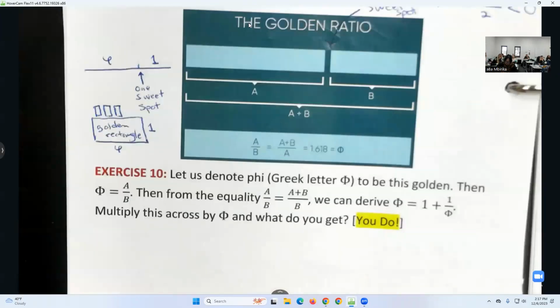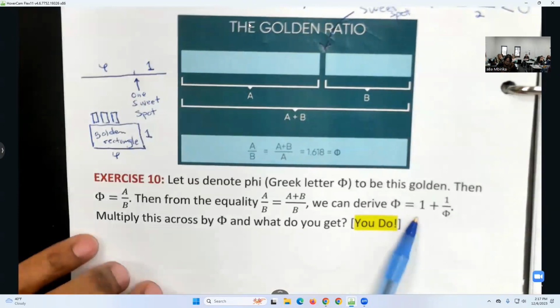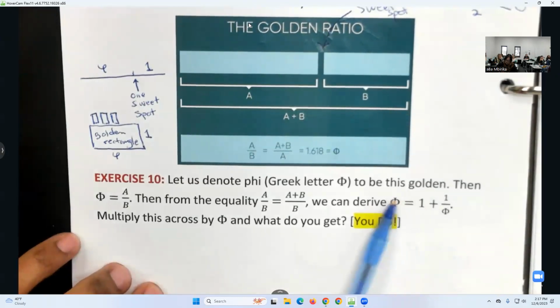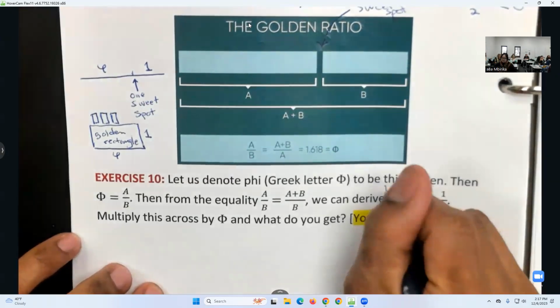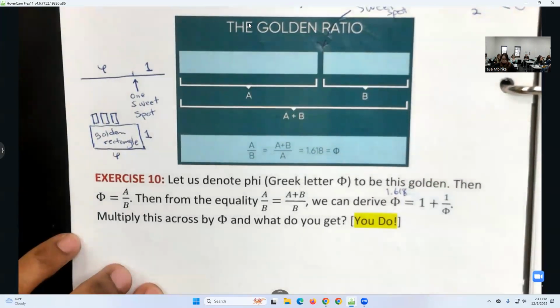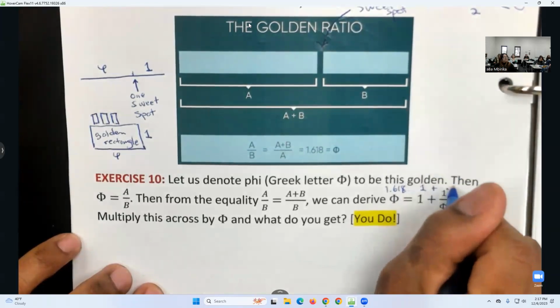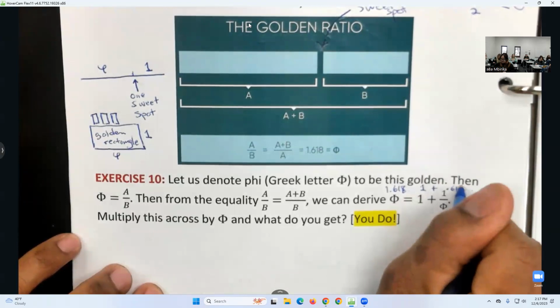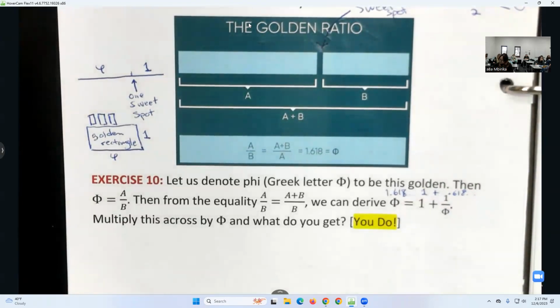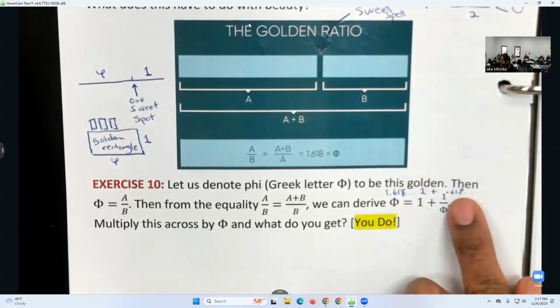So let's derive the following. I said this on the previous page. I said the number 1.618. Remember, that doesn't end there. It has infinitely many decimals. It is equal to 1 plus 0.618. So we want to prove that this part here, called 1 over phi, is just 0.618.